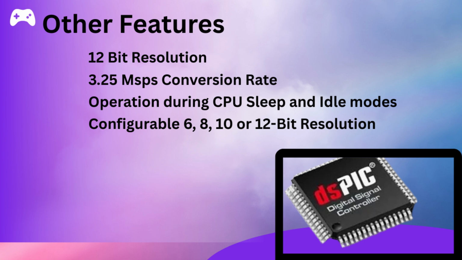Apart from this, there are some other features. This is a 12-bit resolution ADC. It can achieve a 3.25 mega samples per second conversion rate. The ADC can operate during CPU sleep and idle modes also. The ADC can be configured to 6, 8, 10 or 12-bit resolution.